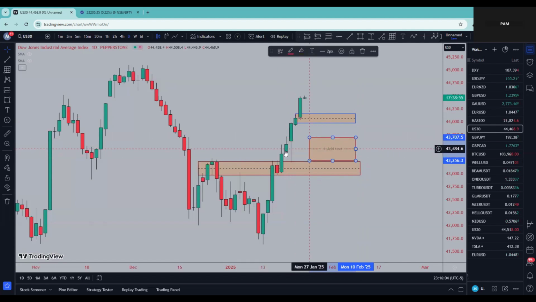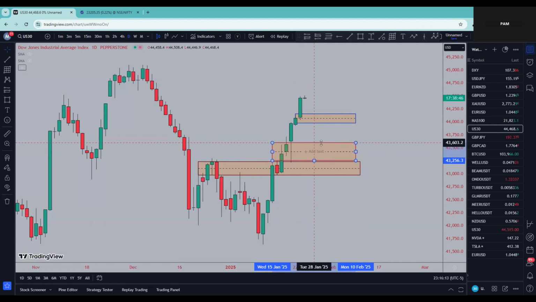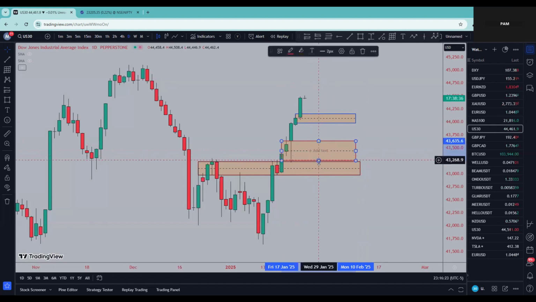Can you see it? Yes. So we can use this low instead of using the entire candle. We can use this low as an order block. So if price comes back to this low, we'll go to our 1 hour to look for our entry.